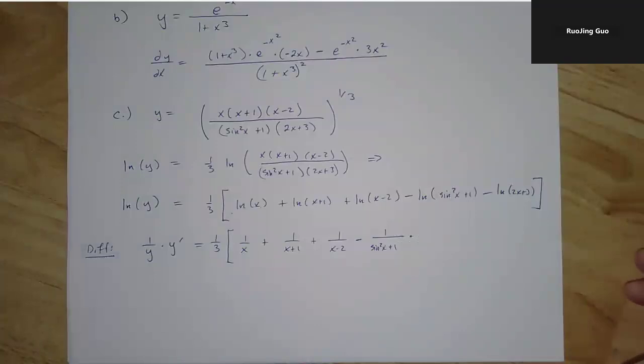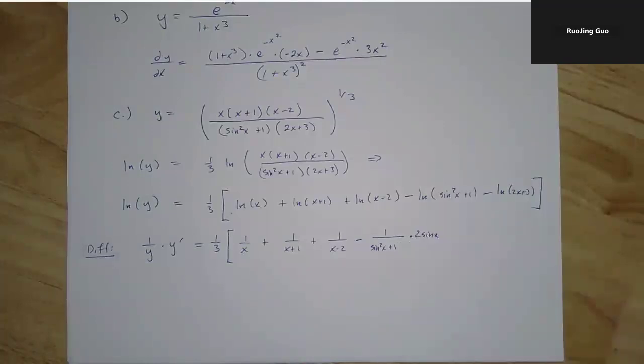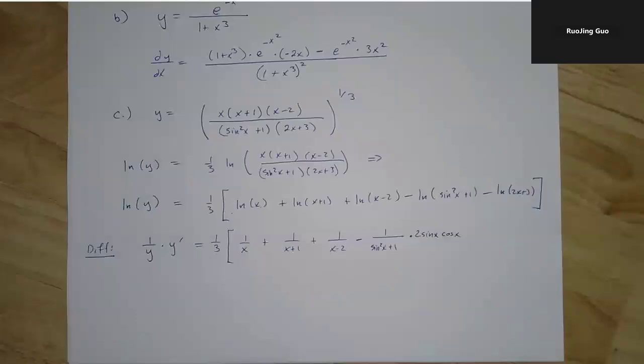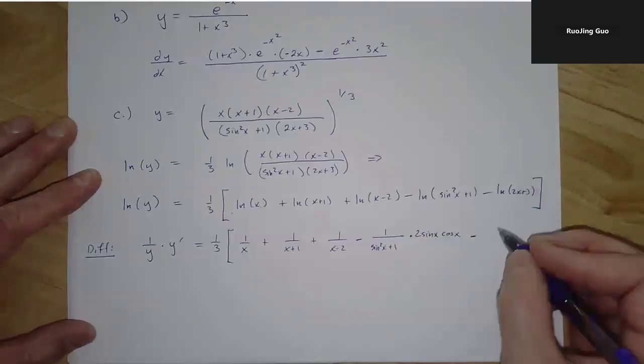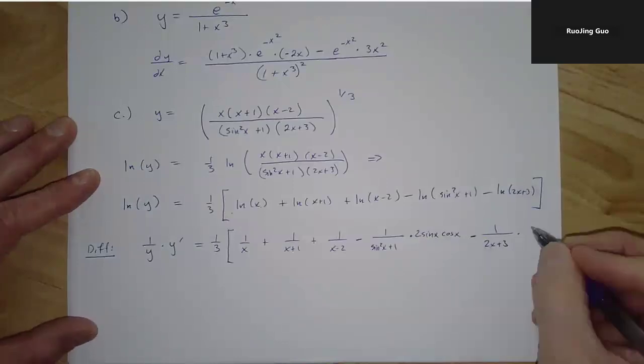The derivative of sine squared, well, the derivative of something squared is 2 times your something to the first power times the derivative of your something. So the derivative of sine squared x is 2 times sine x times cosine x. Minus the derivative of the natural log of 2x plus 3, which is 1 over 2x plus 3, times the derivative of 2x plus 3, which is 2.